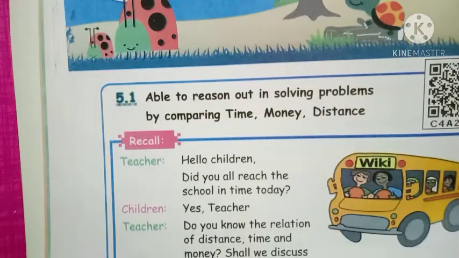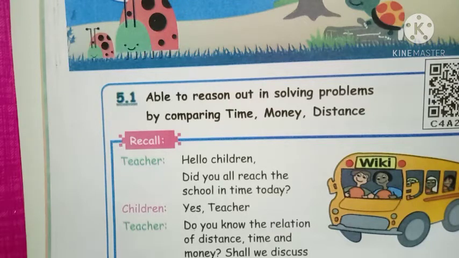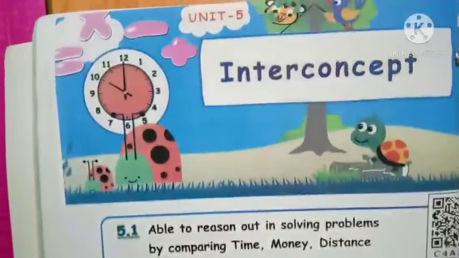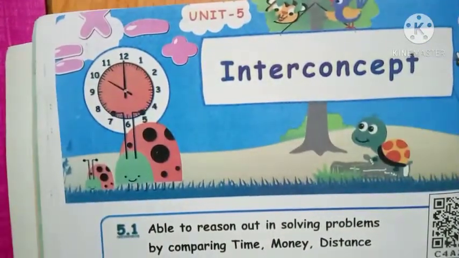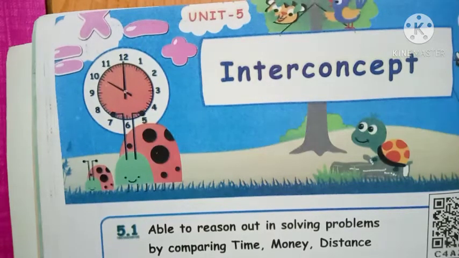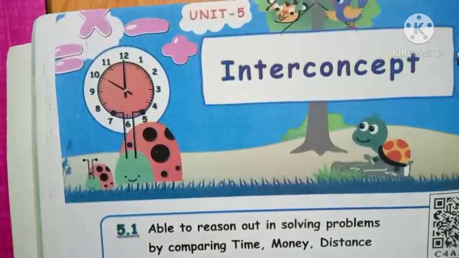These 3 things are used to find out the amount, how much you paid, how much you traveled, and how much time you took to move from one place to another place. That is used here in inter-concept. Comparing one thing to another and joining them together, only then do you get the answer. That is problem solving, solving the problem. So use the things: time, money, and distance.